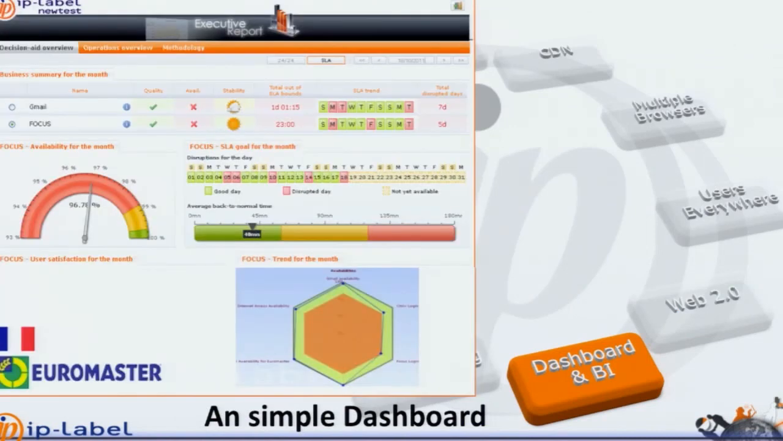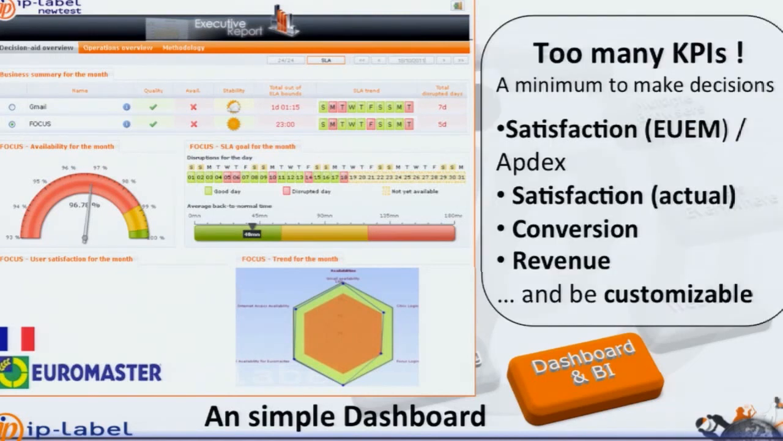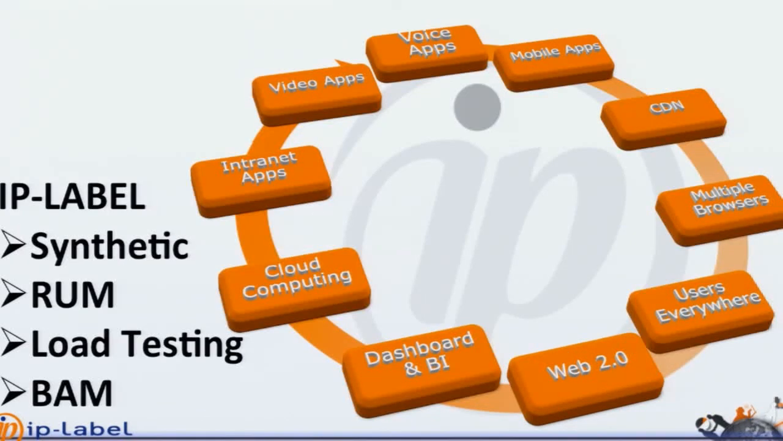To finish, a lot of data is of course good, but too much data won't be of any use. So for some of our customers, we have provided really synthetic dashboards. For us, the best would be to combine the user satisfaction based on real users with the key metrics from your business, such as conversion or revenue, and most importantly, to be customizable. You need a customized report that really applies to your goals and your company.